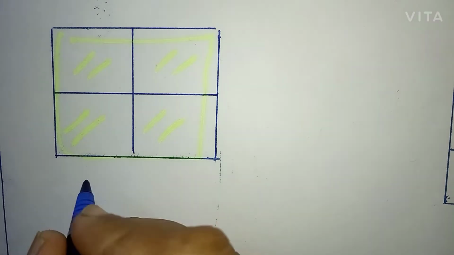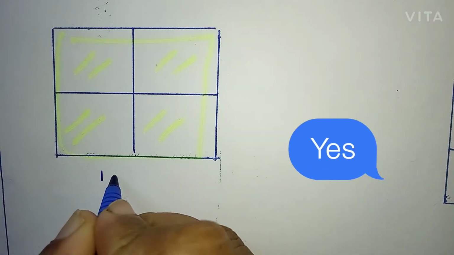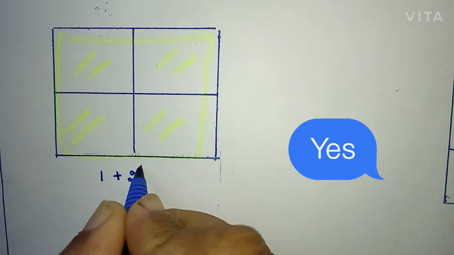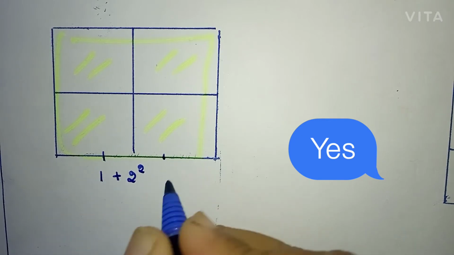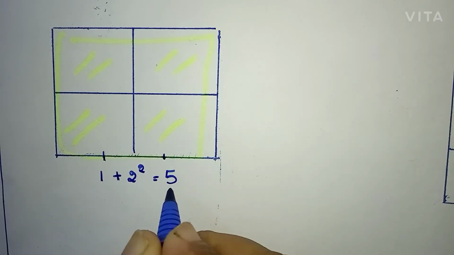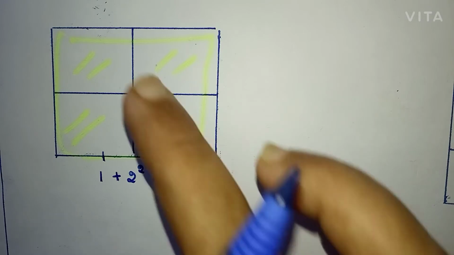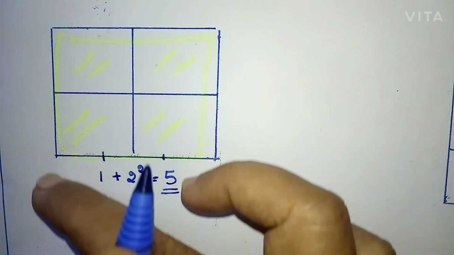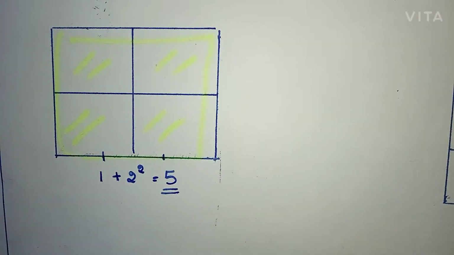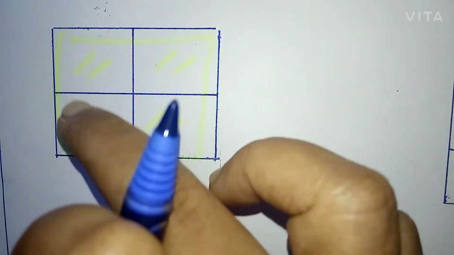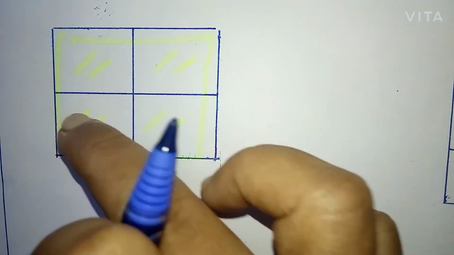See, 1 squared plus 2 squared. That is 5. Okay? Let us see if this holds good for a bigger number of squares, if there are a lot of them. This will hold good only when the number of rows and columns are the same in a square. Here the number of rows is 2, and columns is also 2.